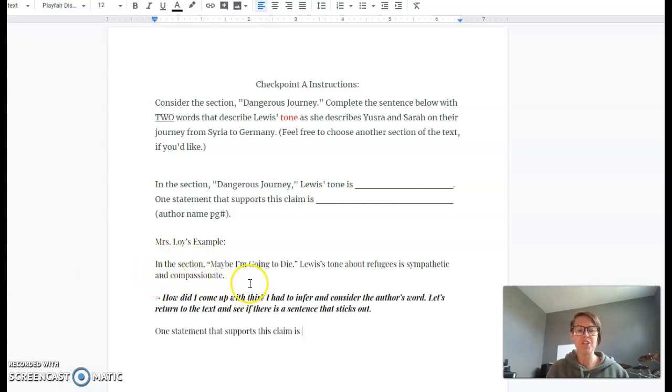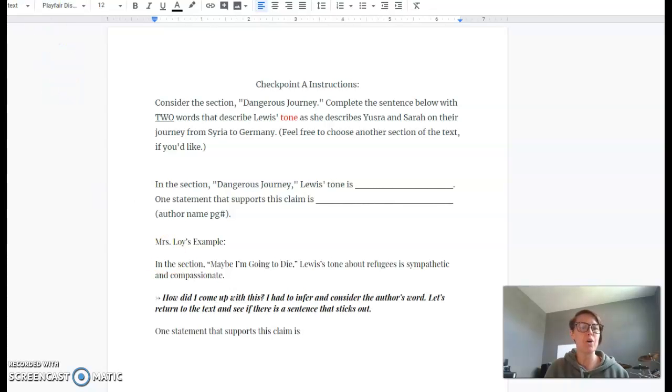I said in the section, "Maybe I'm going to die." So we're going to take a look at that section today. Lewis's tone about refugees is sympathetic and compassionate. So you notice that I have those adjectives listed there. Sympathetic and compassionate. So feeling bad for somebody, but also caring for them.